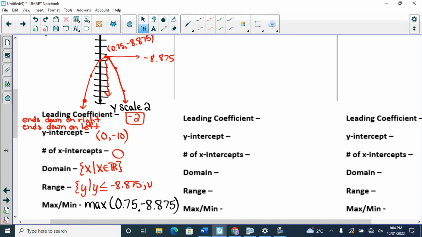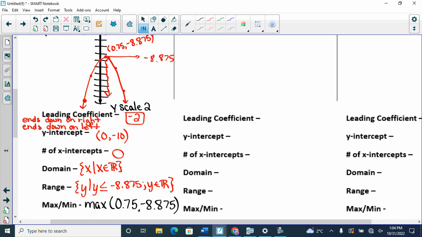So remember, if you have a maximum, you have a less than or equal to range. If you have a minimum, you have a greater than or equal to range, right? Because the minimum means you're at the lowest you can go, and you have to only go higher. Maximum means you're at the highest you can go, and all you can do is go lower.